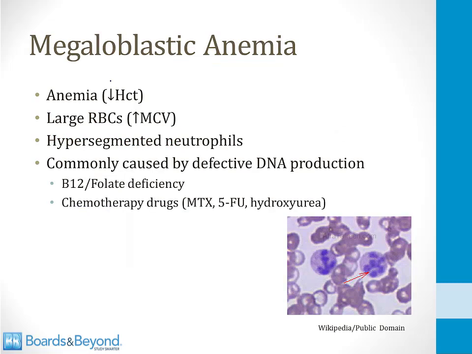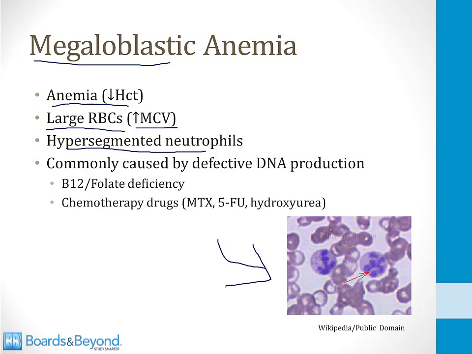The type of anemia caused by the antimetabolite drugs we'll talk about in this module is a megaloblastic anemia. So it is an anemia with a reduced hematocrit. The cells are large, therefore the MCV is increased. That's why it's called megaloblastic. In addition, on a peripheral smear, you can find hypersegmented neutrophils as shown in this example on the screen. Megaloblastic anemias are commonly caused by any process that leads to defective DNA production. The classic examples of causes of a megaloblastic anemia are a vitamin deficiency of B12 or folate. However, this type of anemia also occurs in patients on chemotherapy drugs like methotrexate, 5-FU, or hydroxyurea, all of which we'll talk about in this module.